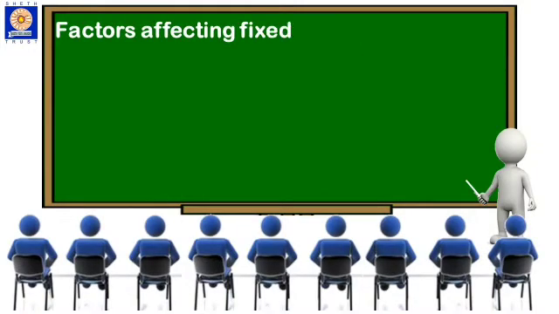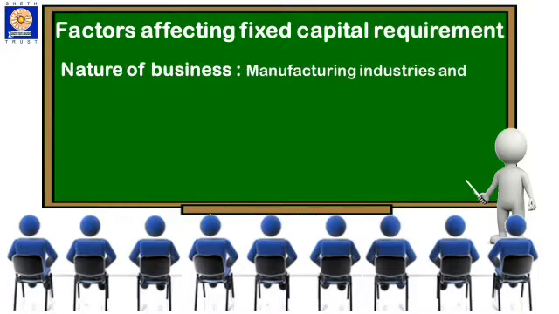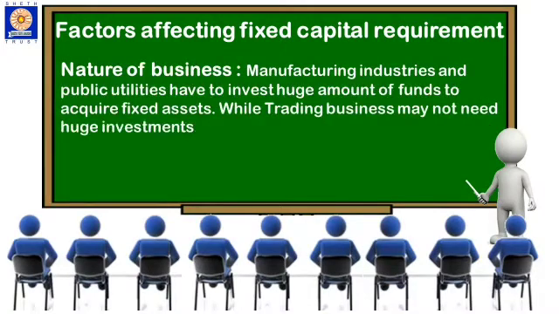Our first point is nature of business. The requirement of fixed capital for fixed assets varies from nature to nature of a firm. If the nature of a firm is manufacturing, or it is involved in public utilities, this type of firm requires huge capital to be invested in their fixed assets.